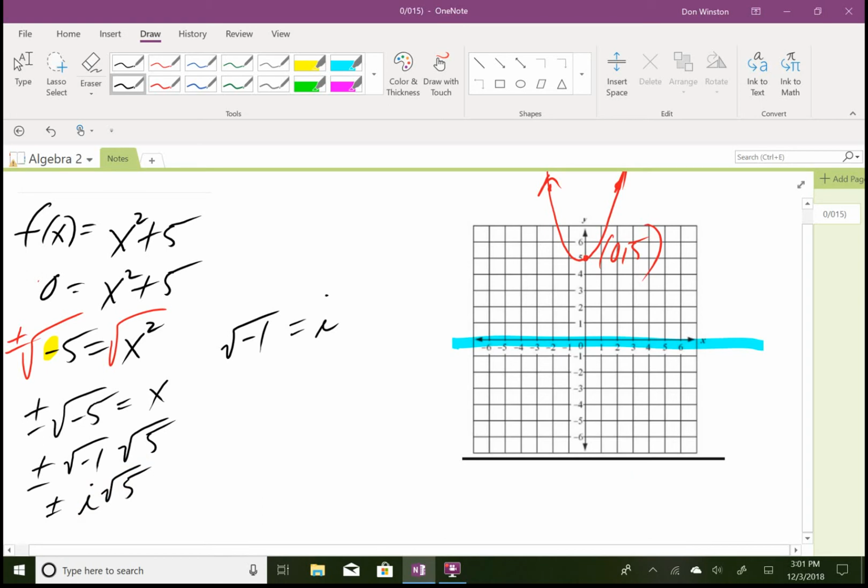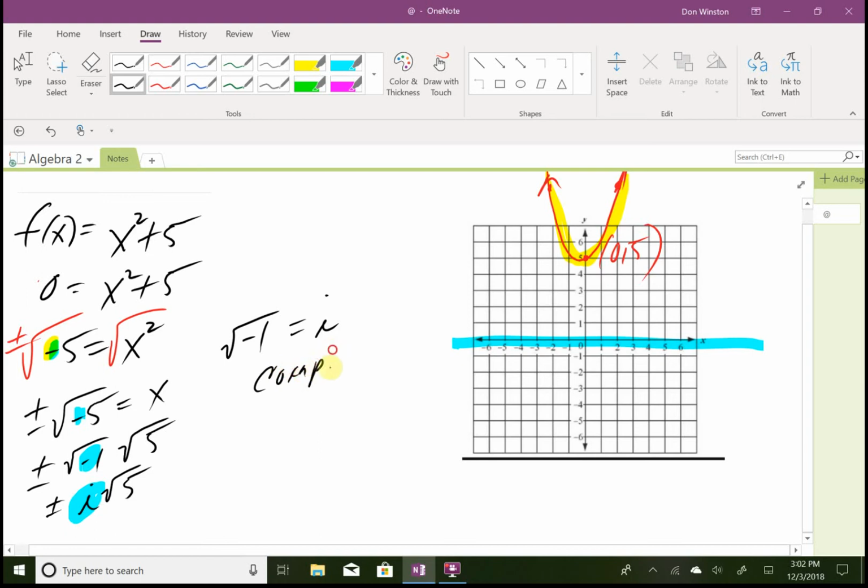So when we get a zero that has in it i, or a negative underneath the radical, we'll have what's considered an imaginary solution. In other words, the parabola is never going to cross the x-axis. So it's very easy to see when we have imaginary roots, because the parabola will never cross the x-axis. So what I'm dealing with is what's called the complex number system.